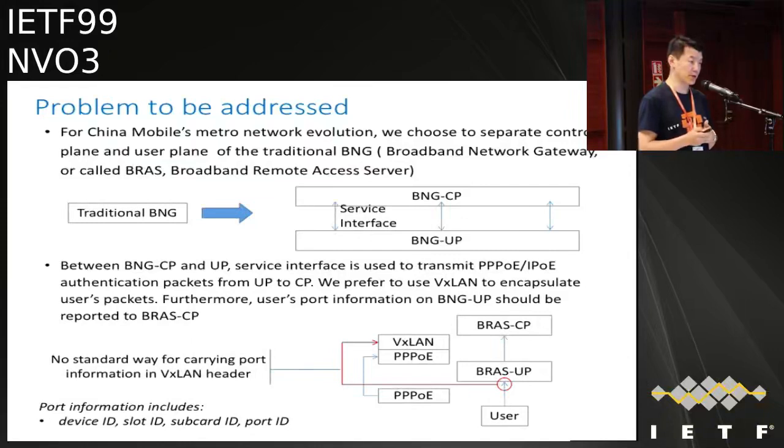And we choose VXLAN as the encapsulation protocol for the packet, because in our network most devices can support VXLAN. But furthermore, we need the user access port information to be carried in the VXLAN header. This part is not standardized in any existing document. The port information includes device ID, slot ID, subcard ID, and port ID.